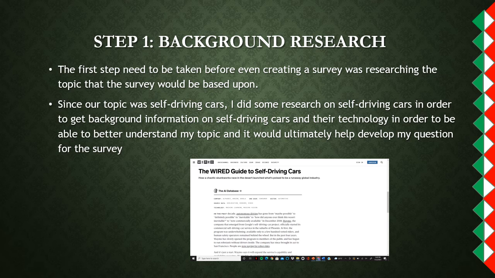The first step needed to be taken before even creating a survey is to research the topic that the survey would be based upon. Since our topic was self-driving cars, I did some research on self-driving cars in order to get background information on self-driving cars and their technology, in order to be able to better understand my topic and ultimately help me develop my questions for the survey. Inserted below is a screenshot of a website that I personally use in order to gather my information.